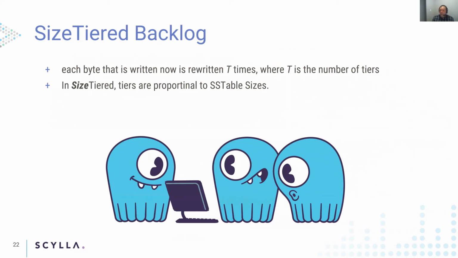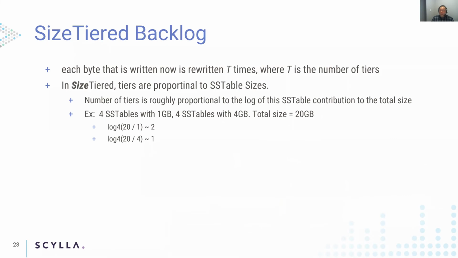And the tiers, they're proportional, as the name implies, to the size of the SSTables, and more accurately, to the ratio between the size of the entire table, which is the sum of all the SSTables, and the current table. Let's try to put this in numbers so we understand this a little bit better and see some numerical examples.